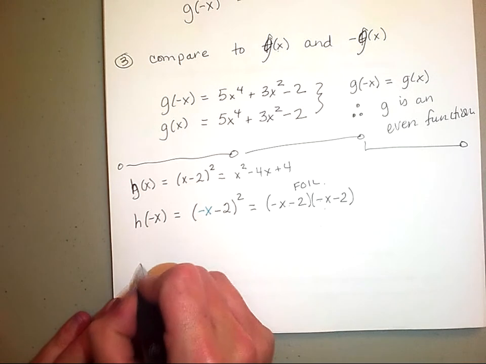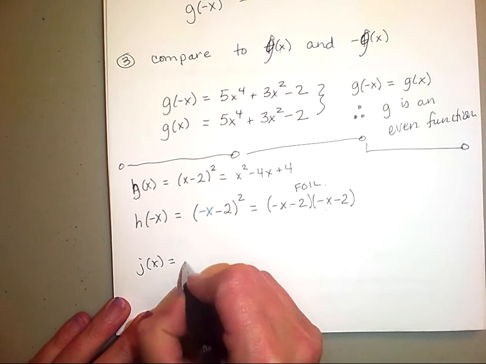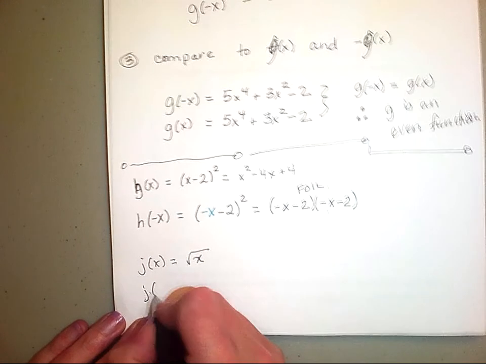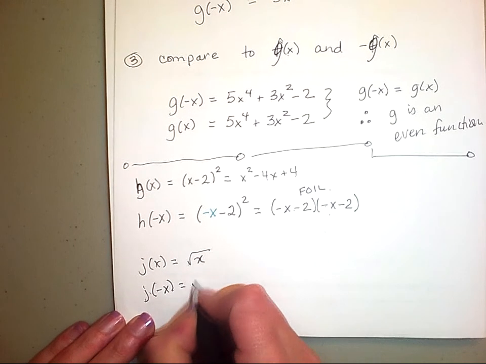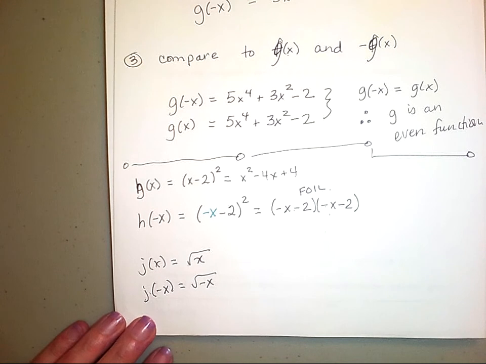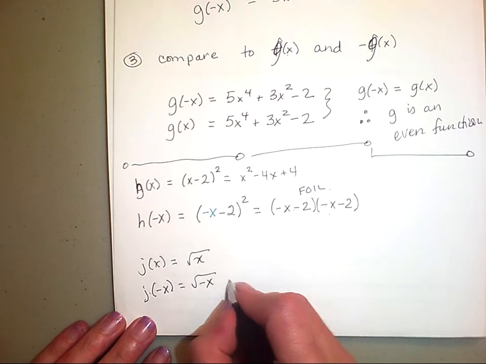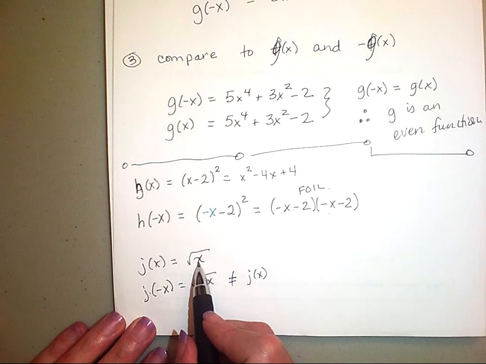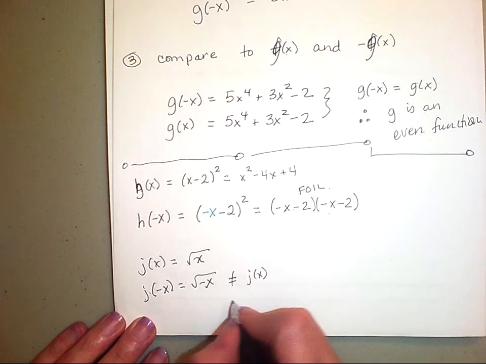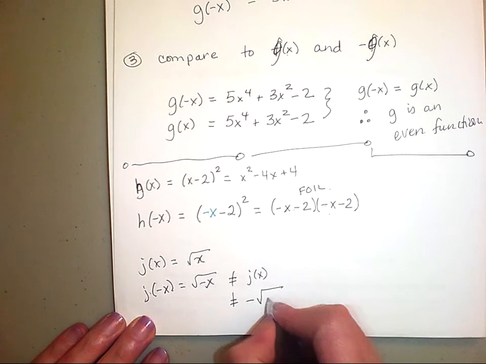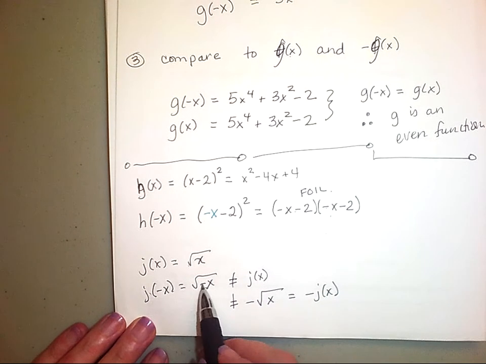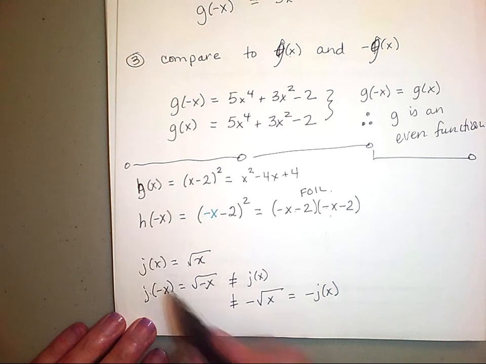And let's just take one that's, I don't know, j of x equal to the square root of x. If we were asked to determine its even and oddness, we'd have to look at the square root of negative x. Now, this does not equal j of x, because there's a negative inside of here. And this does not equal negative square root of x, which is negative j of x.